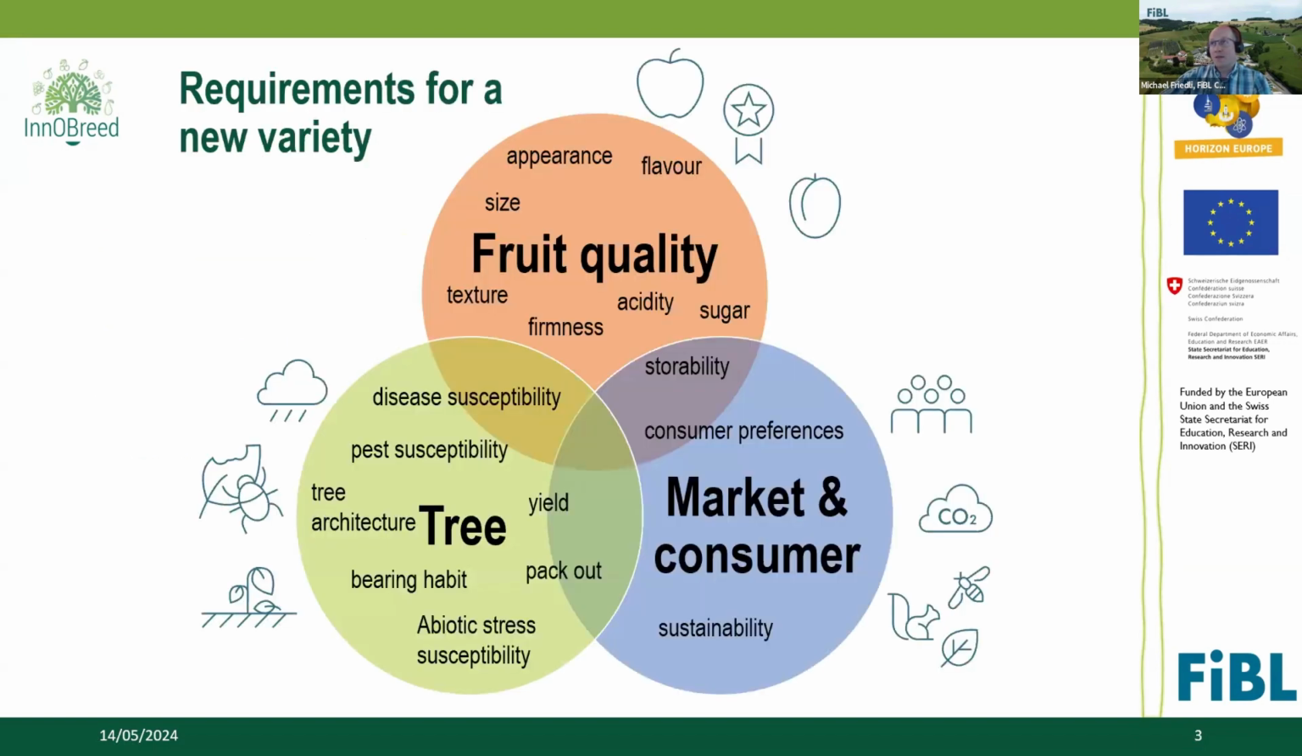So on this slide, you can see some of the requirements that new varieties have. So it's really a huge number of parameters. So I just clustered it a little bit for fruit quality, but also for tree, and then also for market and consumer. So for the fruit, we already heard some aspects. So they have to have a good appearance. The flavor should be good, the size, texture, firmness, acidity, of course, the storability.